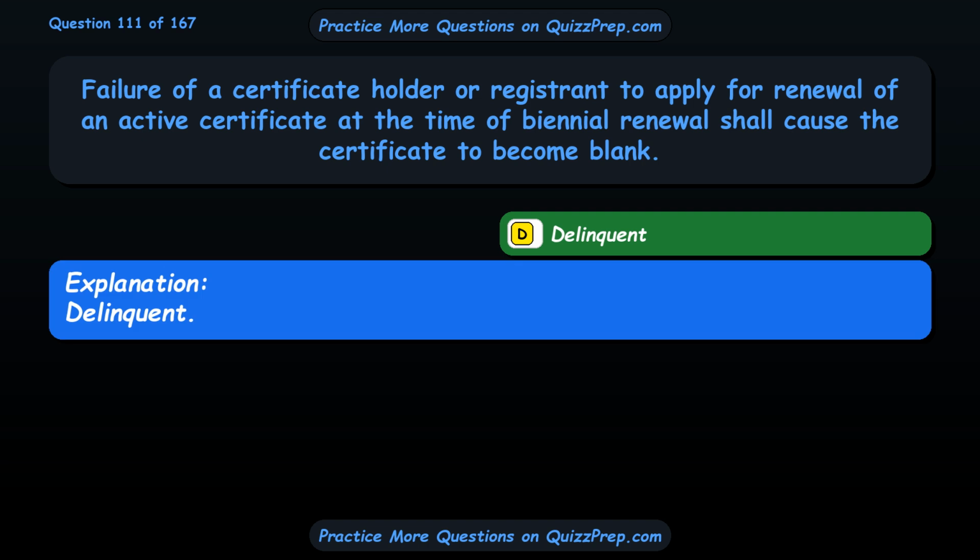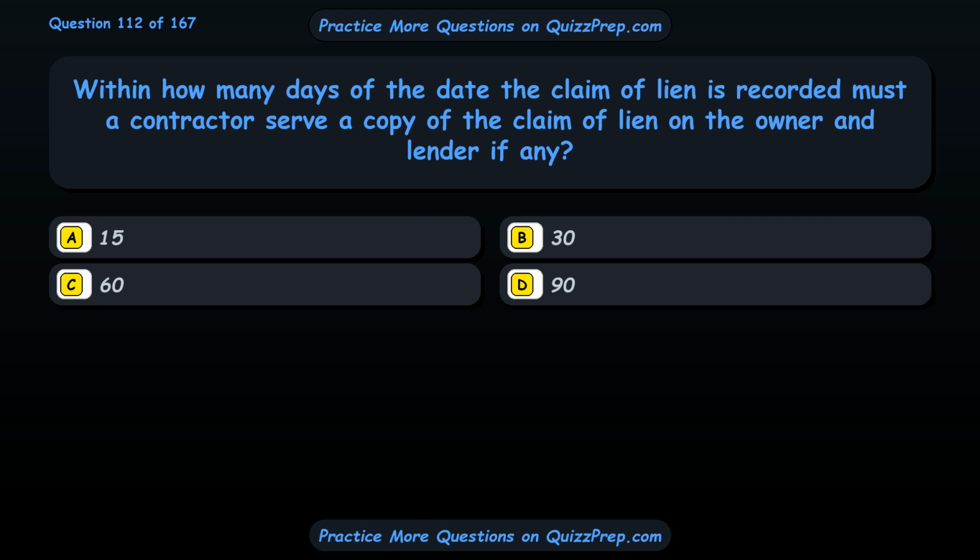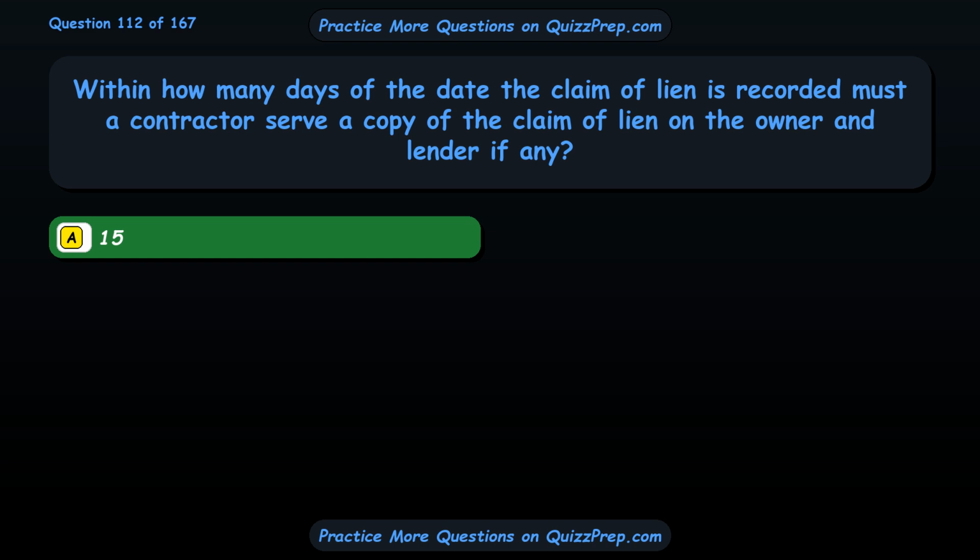Delinquent. Question 112. Within how many days of the date the claim of lien is recorded must a contractor serve a copy of the claim of lien on the owner and lender if any? Option A, 15. Option B, 30. Option C, 60. Option D, 90. The correct answer is option A, 15.